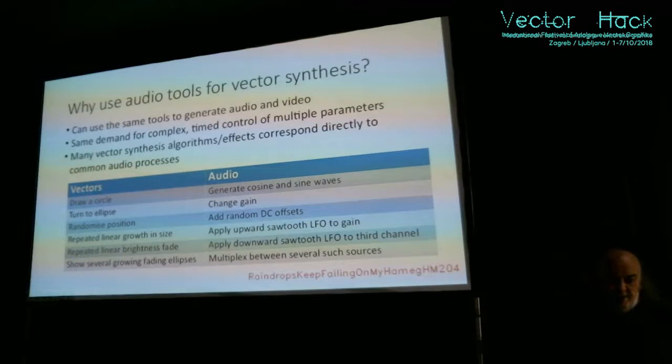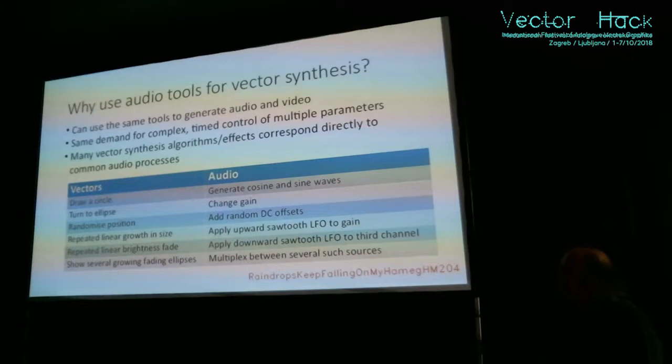So a very simple example, drawing a circle, as has been discussed, you need to generate a cosine and a sine wave. If you want that to be an ellipse, you change the horizontal gain. If you want it to grow in size, if you want it to move to a different position, of course, a random DC offset will do that.